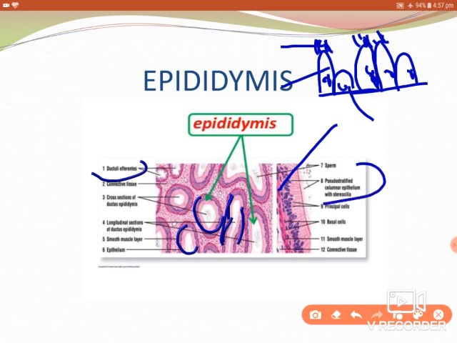Then outside this epithelium we get the smooth muscle layer. Here you can see this is the smooth muscle layer, the dark pink lines that form the smooth muscle layer. Then in between these ductules there is connective tissue, which contains connective tissue fibers with blood vessels.